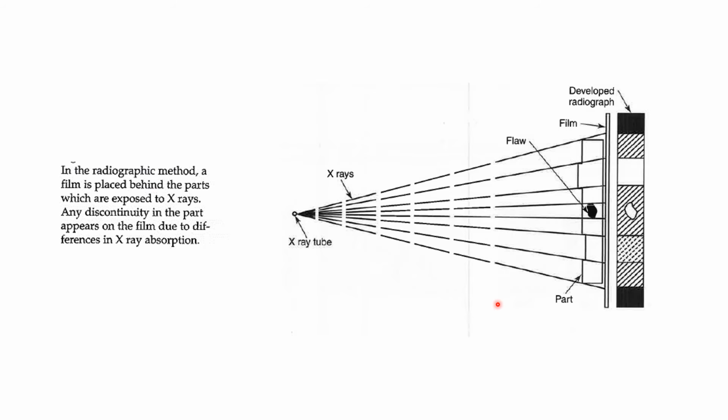Any discontinuity in the part, you can see here, see the discontinuity right there, is going to appear on the film due to differences in the X-ray absorption. So this is continuous, and that is continuous, and here you can see the flaw. See that? So here we develop the radiograph, and voila, the part right here has a defect. So it's just showing where the flaw is.